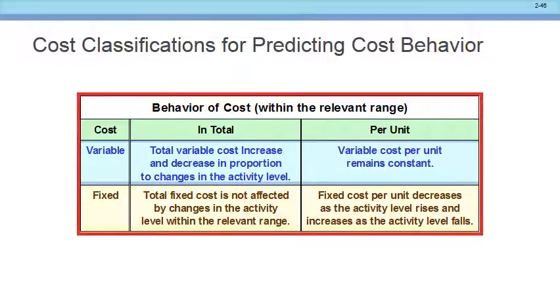Okay, this is a very important slide because you're going to get questions that are going to expect you to know this. So what happens? Notice that my total variable costs increase and decrease with the level of production. Just as I put up on the board, my total variable cost for one sandwich was $1, for two sandwiches $2. As the level of production increased, my variable cost increased, right?